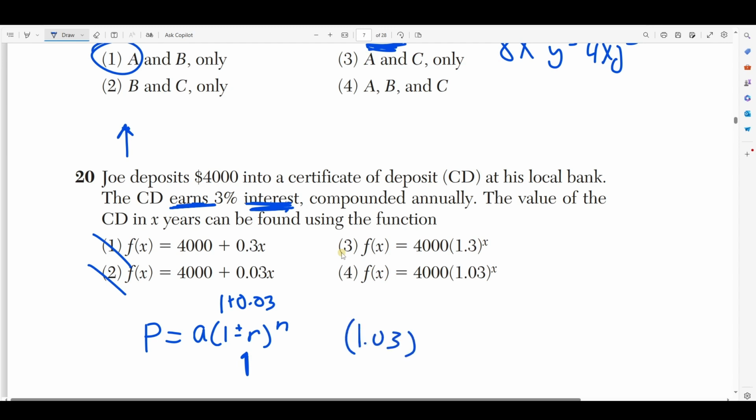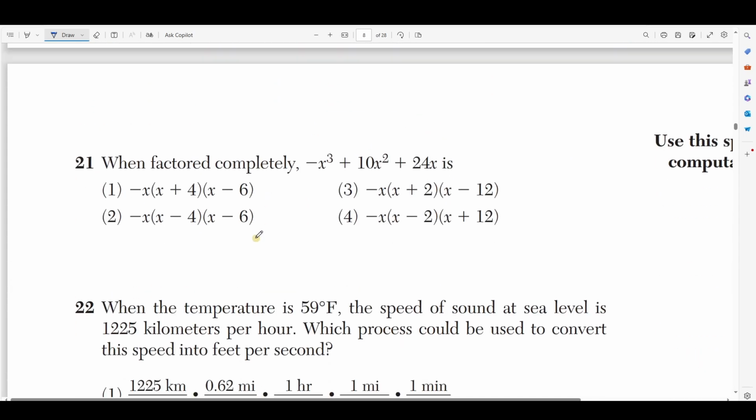And your initial amount, the amount that you deposit, is going to be 4,000. And then it's going to be raised to the power of x. So 20 is 4. 21 says, when factored completely, negative x cubed plus 10x squared plus 24x is equal to what?